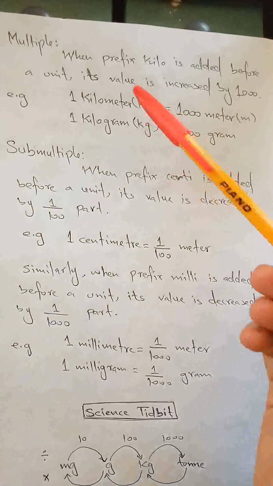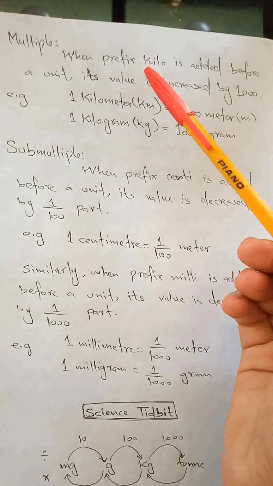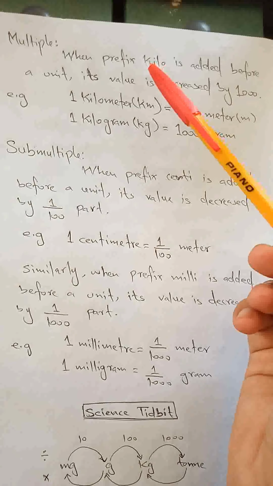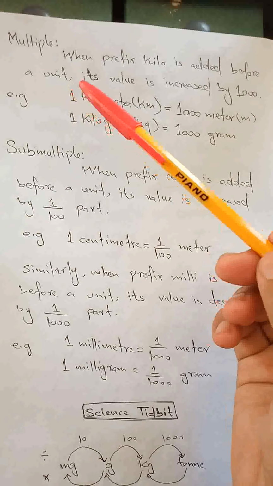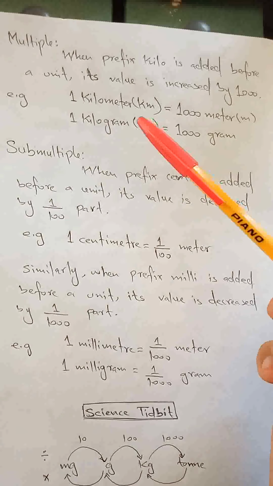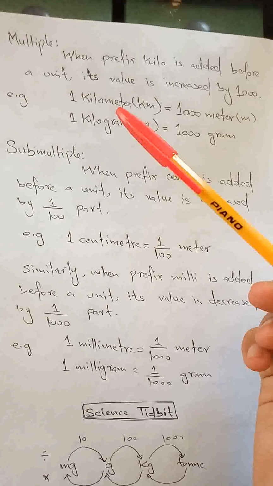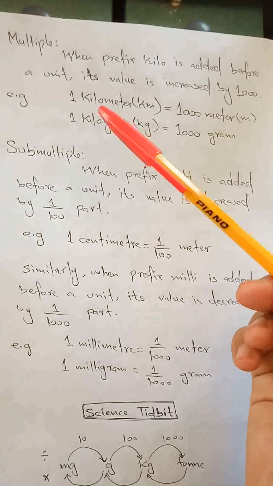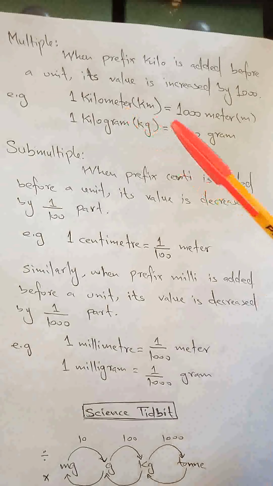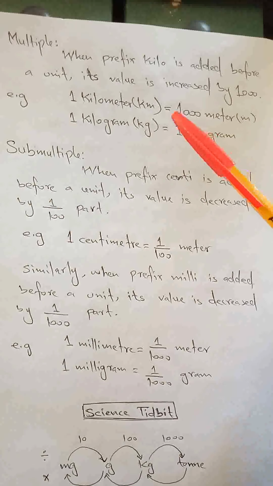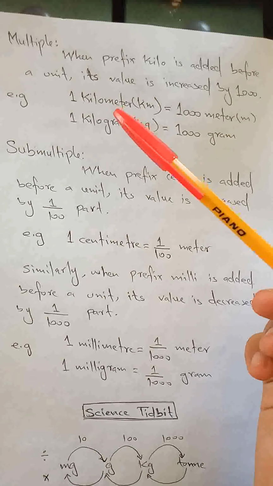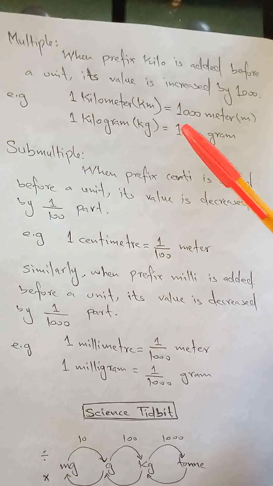Now dear cadets, we will explain the multiples and submultiples with the help of some examples. For example, kilo is actually a prefix whose value is 1000. Now if we add this prefix before a unit, then its value will increase by 1000. For example, 1 kilometer. Kilo is prefix and meter is a unit. Symbolically we represent kilometer by small km. Now meter is increased by how much? It is increased by 1000.